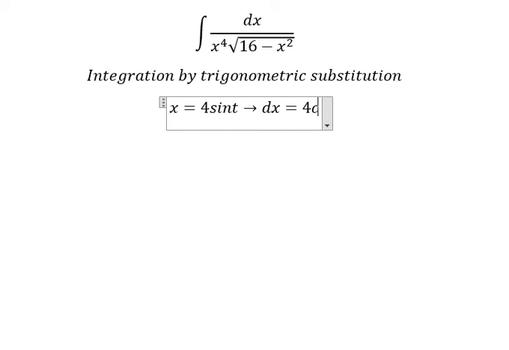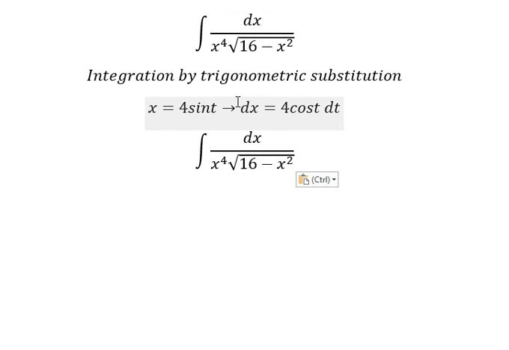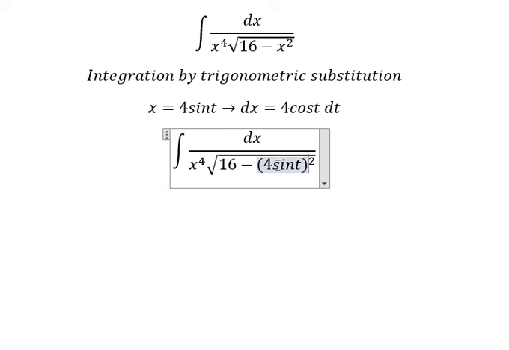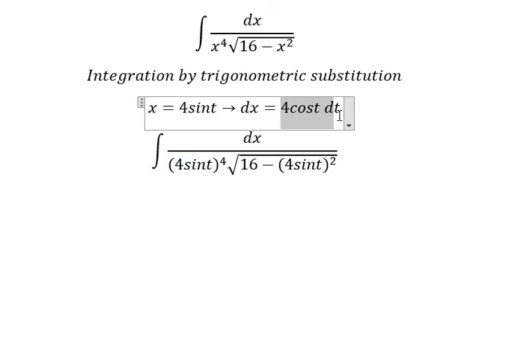For dx, we have 4 cosine t dt. The first derivative of sin t, you get cosine t. So I will put this one in here and here. The dx we change by this one.